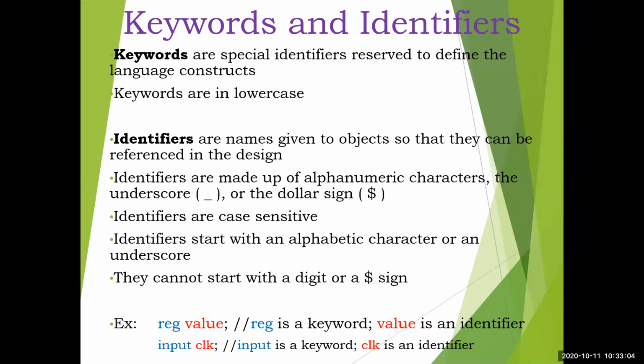This is about the identifiers. We have an example here. For your reference I have made it colored. Register value, input clock, like that we are writing. In this, register and input are nothing but keywords. Even when you are writing a program in any HDL tool, normally keywords will come in some different color, so that you can identify them in case you have made any spelling mistake. And whatever names you are giving here, value, CLK, these are nothing but identifiers. Hope it is clear, keywords and identifiers.